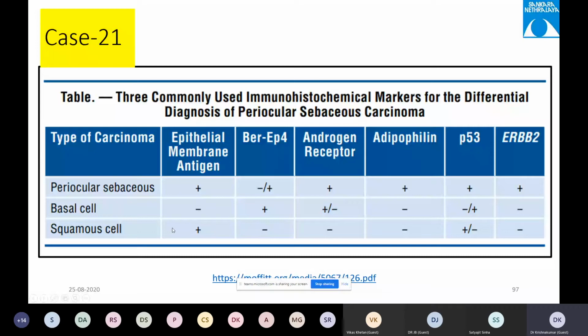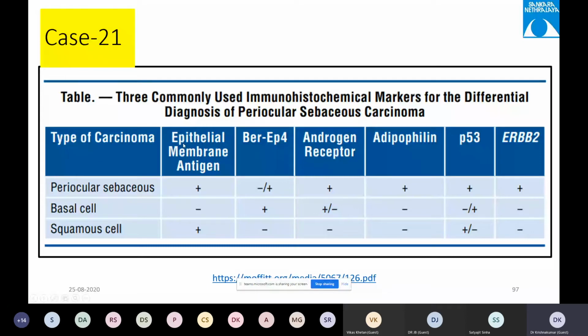So these markers are helpful because some treatments, like radiotherapy, have to be decided based on the markers. These can be done on the permanent section. So very, very important: whenever you have a poorly differentiated sebaceous gland carcinoma, we pathologists make use of a panel of markers to confirm the diagnosis.